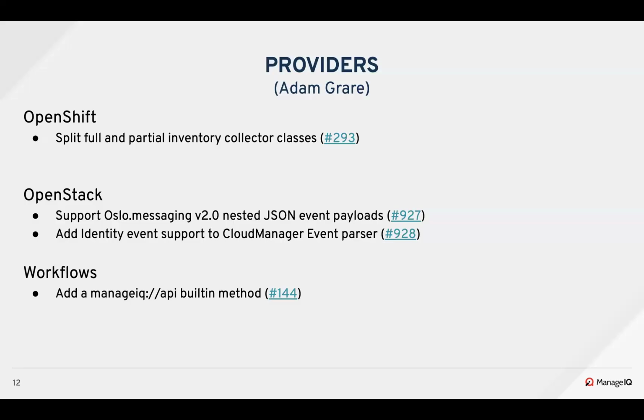For OpenStack, we had a community user, Nicolo, fix two issues. So Oslo messaging v2 events, which are present on some of the newer OpenStack versions, had nested JSON payload, so we weren't parsing the event payload properly. So he got that fixed up. He also added identity event support to the Cloud Manager event parser. So if you create, delete, etc., OpenStack projects, the identity payload wasn't being processed properly, so he got that supported.